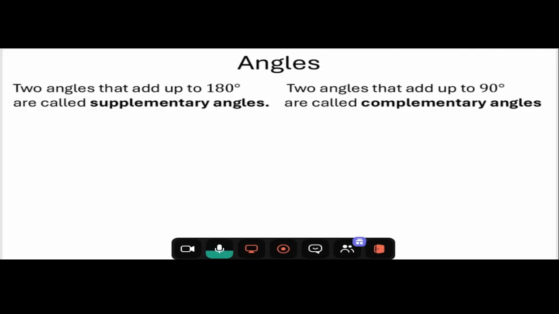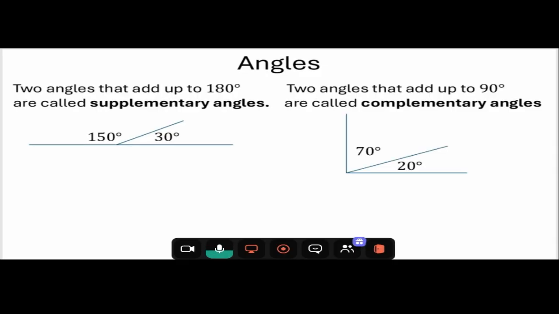Two angles that add up to 90 degrees are called complementary angles. So there's an example of supplementary angles, and if you start to rotate, I didn't put the rotating in here, but if you rotate 30 and then another 150, you are at a straight line. That's supplementary angles. There's a couple complementary angles. If we start down here and rotate up to that line 20 and then keep going another 70, we have gotten to 90 degrees. So add up to 180, supplementary angles; add up to 90, complementary angles.